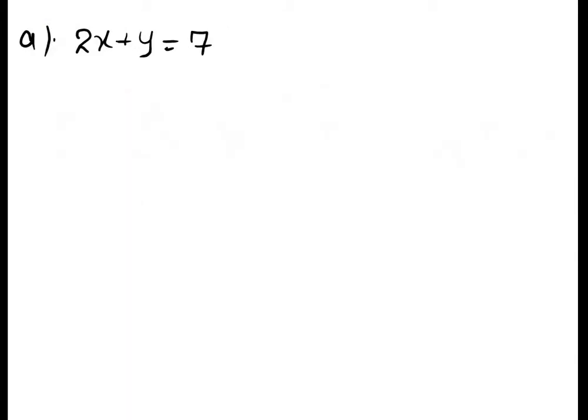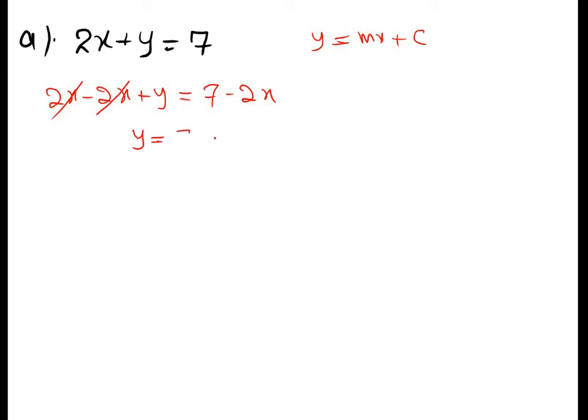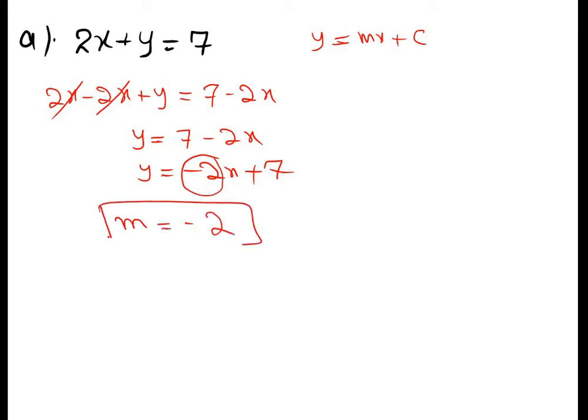So you are given an equation 2x plus y is equal to 7. You have to change this into y is equal to mx plus c form. So how do we do that? We leave the y here. To cancel out 2x, we need to write minus 2x on both sides. So they cancel each other out. y is equal to 7 minus 2x. We can write this as y is equal to minus 2x plus 7. We said that the coefficient of x is called the gradient, so the gradient is minus 2.